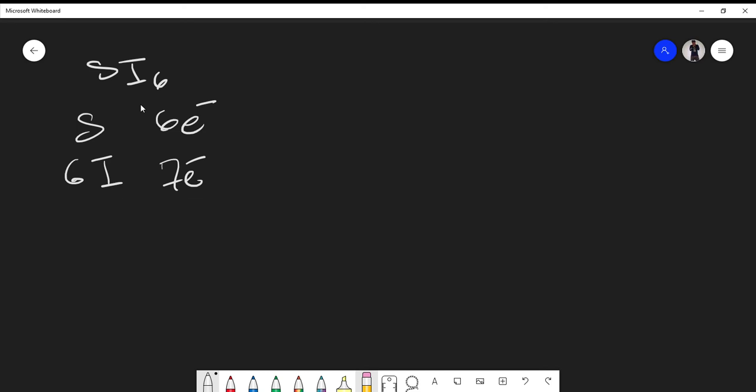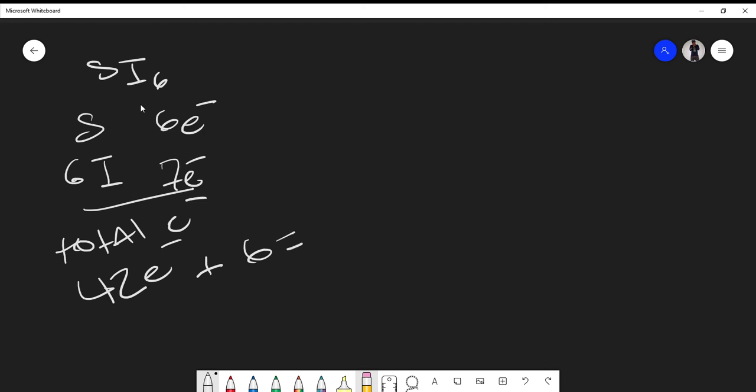So let's count the total number of electrons we have. We have 6 times 7, that's actually 42. So we have 42 electrons plus 1 sulfur atom, so that's 42 plus 6. In total, I should have 48 electrons in my Lewis dot structure.